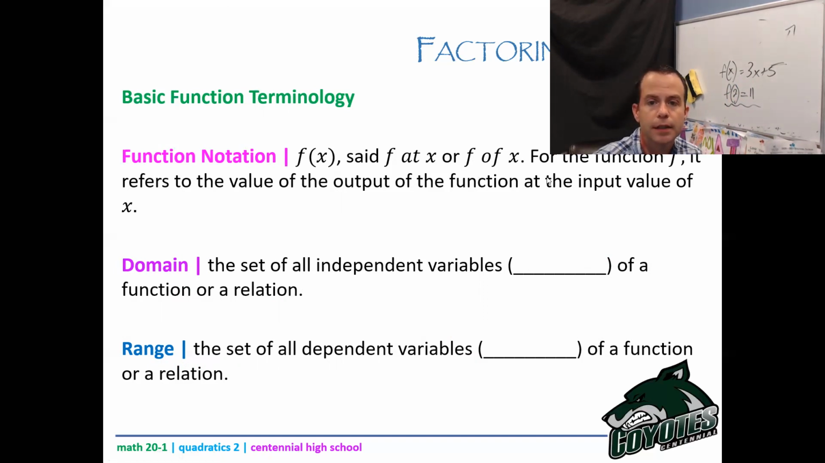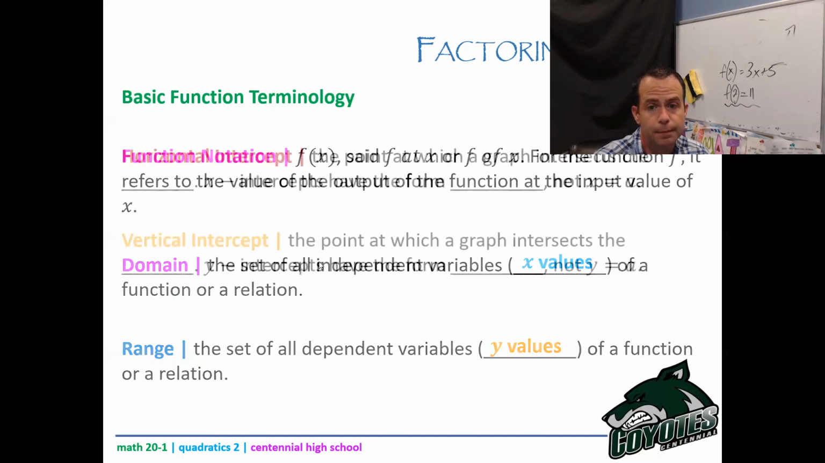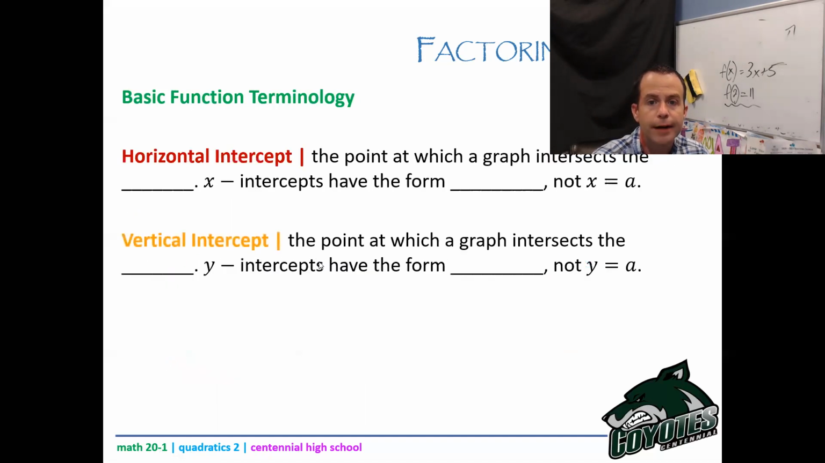All right, so domain is the set of all independent variables. Again, the independent variables are the x values. And the range is the set of all dependent variables, which would be the y values. So when you're reading domain and range, domain is read from left to right, and you're looking at what x can be, and range is from bottom to top. Your eyes would scan from the bottom to the top, and you're looking at all the things that y can be.